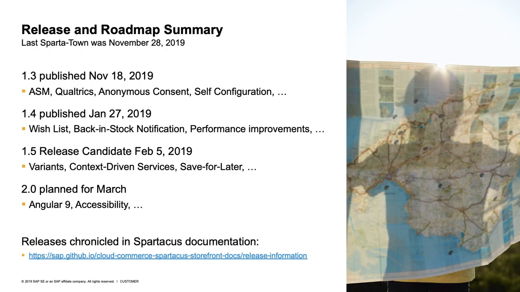So just to recap what's been happening, in mid-November we published our 1.3, which contained new features like Assisted Service Module, ASM, Qualtrics, Anonymous Consent, Self-Configuration, and more. Just recently, we published our 1.4, which includes features like wishlist, back-in-stock notification, many performance improvements, and much more as well. We have a release candidate out for 1.5 that includes variants, context-driven services, save for later feature, and again, more there. And our next big release after that is 2.0, a new major, primarily to include Angular 9 and accessibility features, with more also coming.